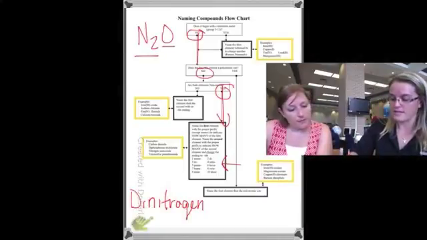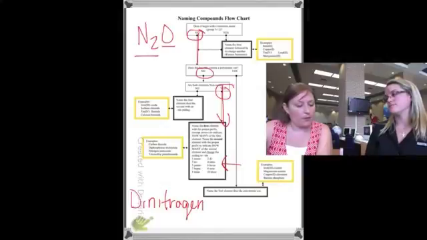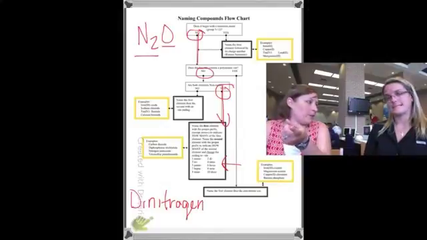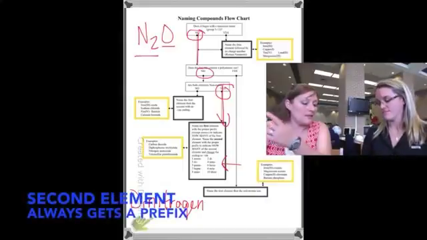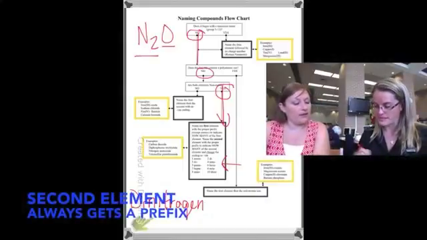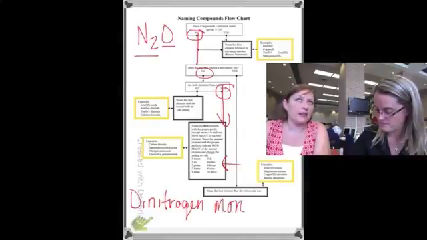And now I have oxygen. How many do I have? 1. So 1, we don't put a prefix for that, right? We just do oxide? Second one always gets the prefix. Oh, monoxide. I know that word. That's like carbon monoxide. Yeah.